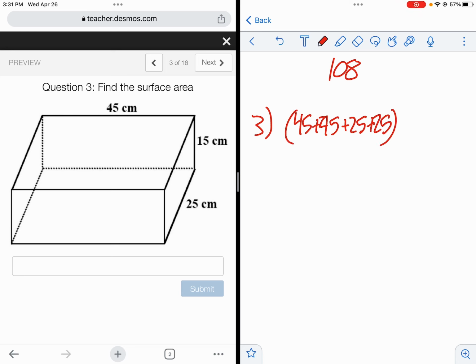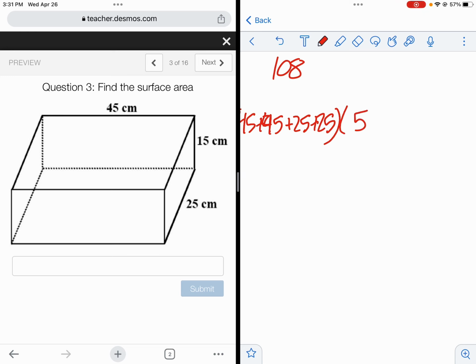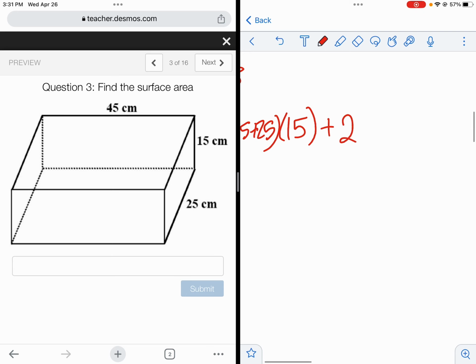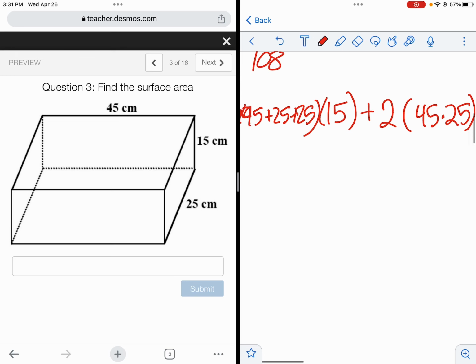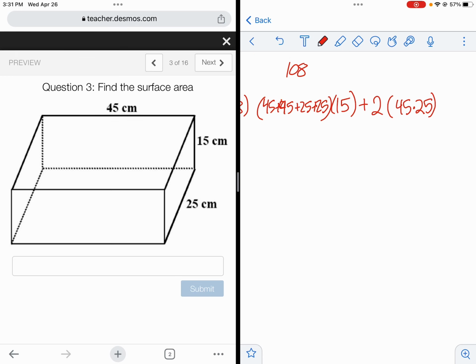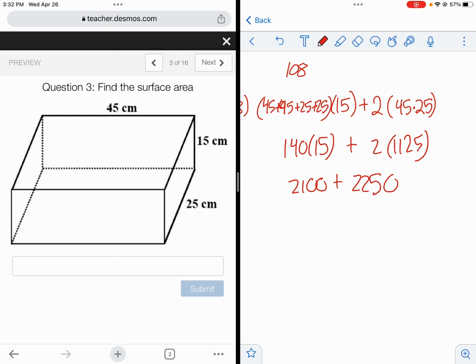just adding up all those sides of that base rectangle. Multiply that by the height, which is 15, plus 2 times the area of the base, 2 times 45 times 25. That's length times width for a rectangle to find the area of the base. 45 plus 45 plus 25 plus 25 is 140 times 15 is 2100. And 45 times 25 is 1125. Times 2 is 2250. So 2250 plus 2100 is 4350, which is your answer for that one.